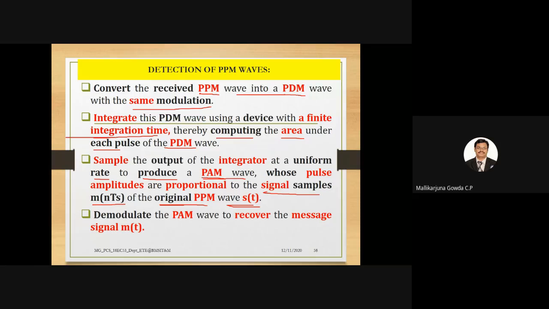The other way is, after getting the PAM wave, to recover the message signal m(t) we need to do the demodulation. Demodulate the PAM wave to recover the message signal m(t). Hope that is clear? So the input is PPM. From PPM we get PWM. Then that PWM waveform is integrated using an integrator. Then we convert that PWM wave into a PAM wave. Then we do the demodulation to get back the original message signal. So it is exactly the reverse of the process we discussed on the transmitter side.